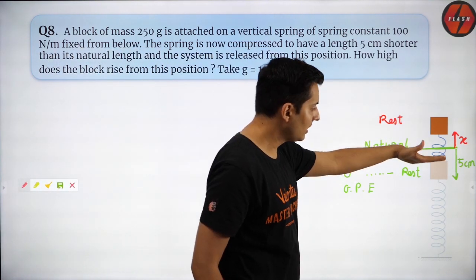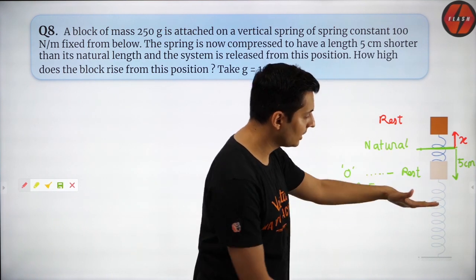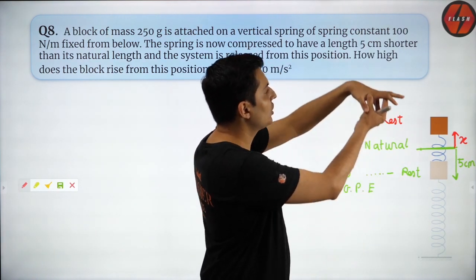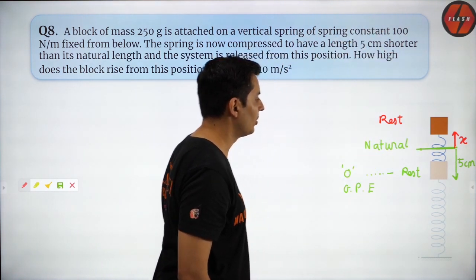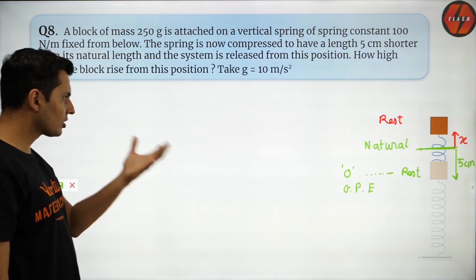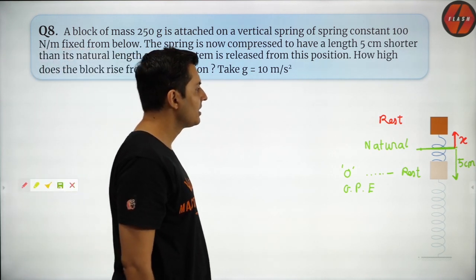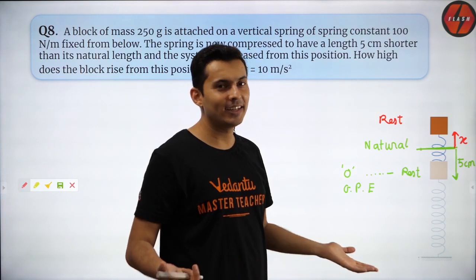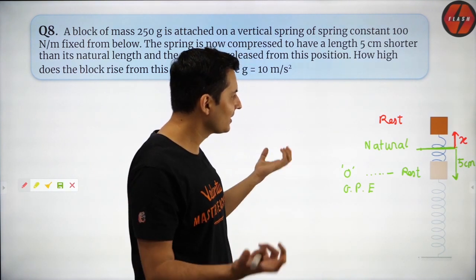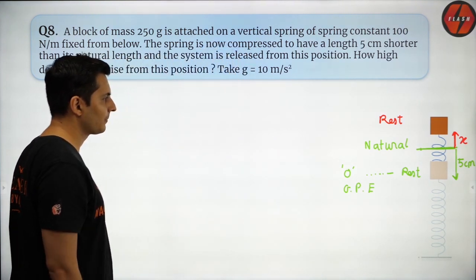So the block has been deliberately pushed down from the natural length. You release it, it goes up, and where does it stop again? So that's how it is. So what should we use? Is energy conserved? Yes. Why? No friction, no air resistance, no non-conservative forces. So let's use energy conservation.